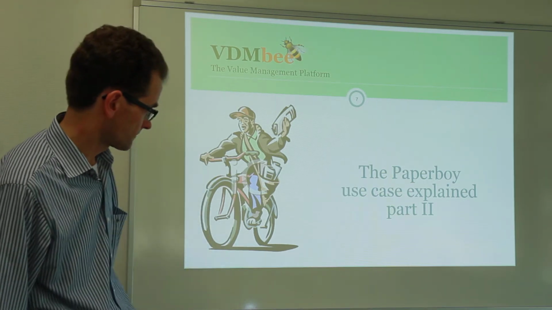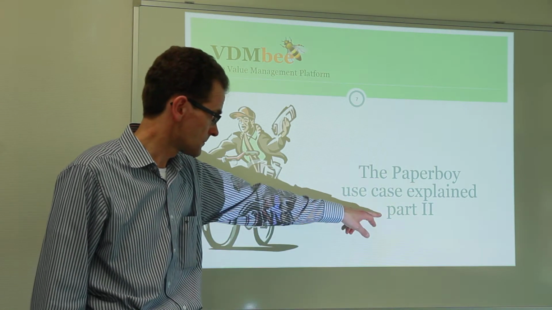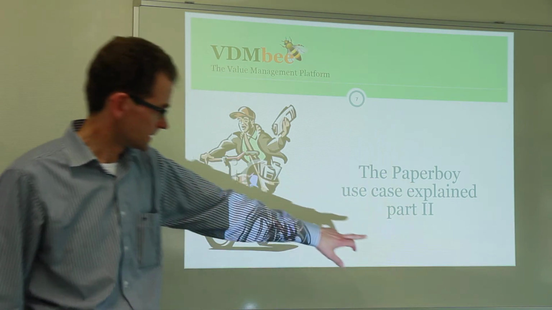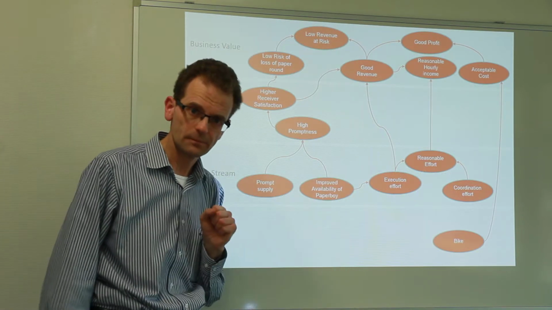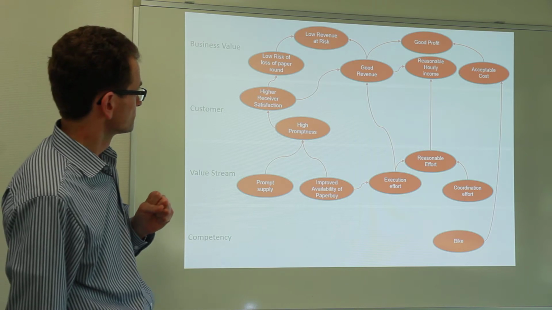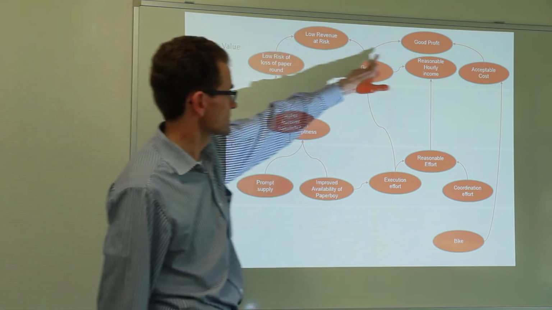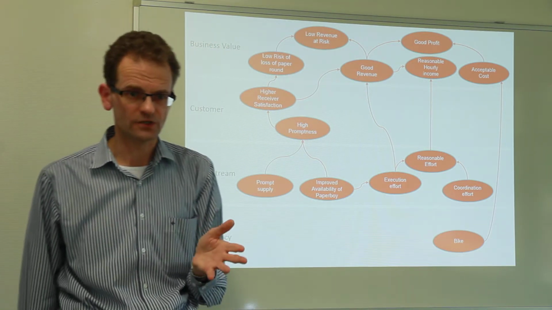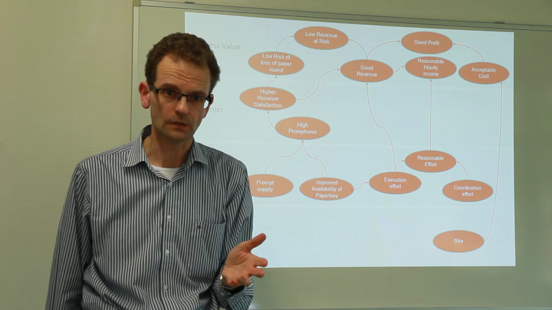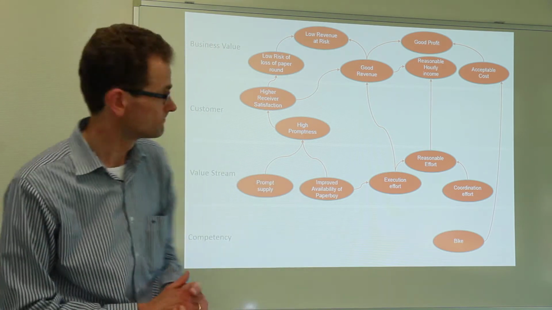Welcome back to the explanation of the Paperboy use case, this time part 2. Remember from previous time, part 1, this strategy map of Kaplan Norton. And at the top level of it, you see some business values, and some of these will be used by the Paperboy as value criteria, or we call them planned values, to steer his business when he transforms his business from as is to be.